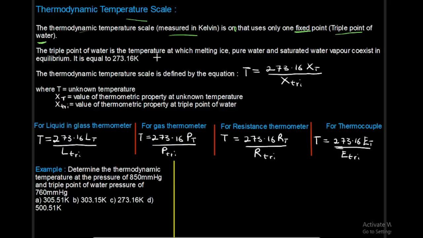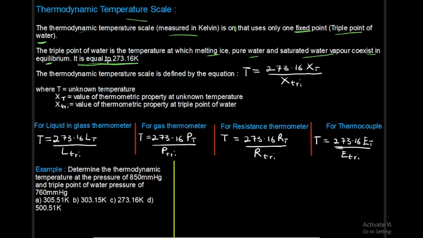Now the triple point of water is the temperature at which melting ice, pure water, and saturated water vapor coexist in equilibrium. It is equal to 273.16 Kelvin. This is the triple point of water. I'll take it again: the triple point of water is the temperature at which melting ice, pure water, and saturated water vapor coexist in equilibrium, and it is equal to this value.